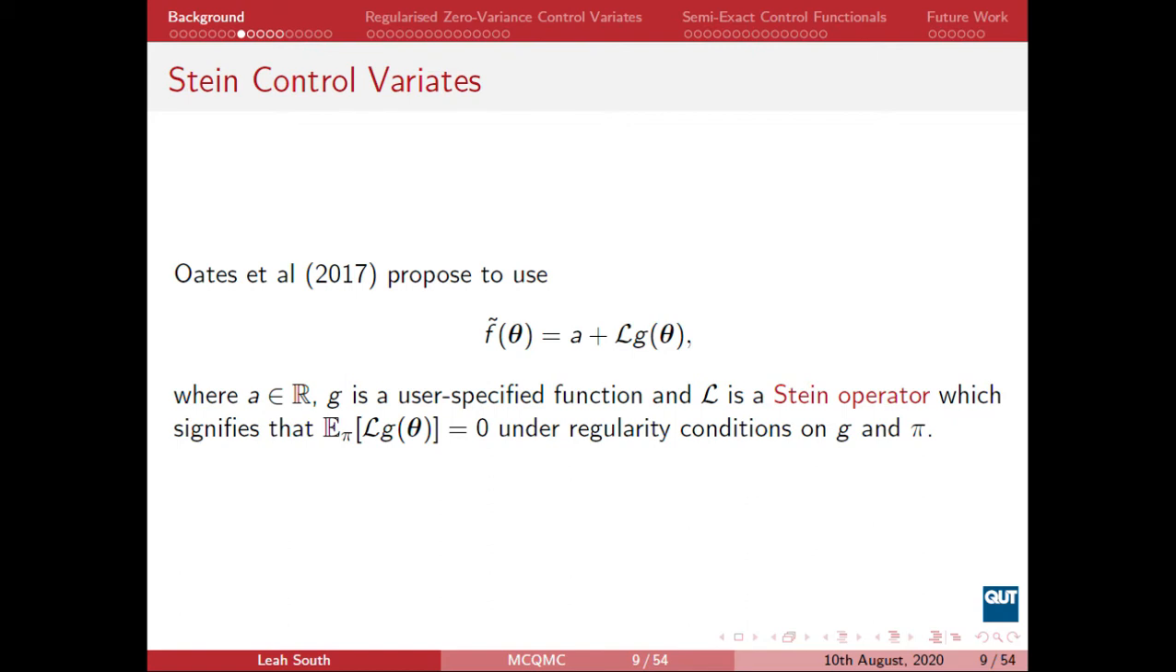I'm using the term Stein operator to refer to operators that result in zero expectation under pi, but actually Stein normally refers to the ability to track convergence and non-convergence. So here I'm just talking about zero expectation properties.